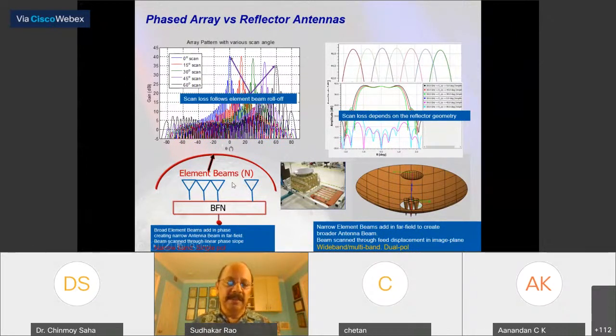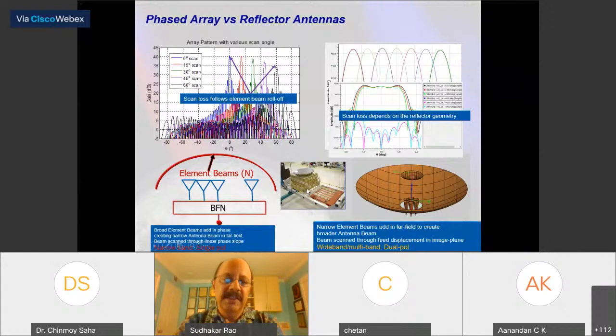Whereas with the reflector, the narrowest beam you can get is with a single feed. But when you combine the signal from an array of feeds, you can make it broader. You can never make it narrow. That's what is shown on the top right side. You have element beams, a number of them. When you combine, it becomes a coverage beam or a broad beam with a lower gain, of course. So these are the two concepts. You can see the phased array picture there and the reflector.